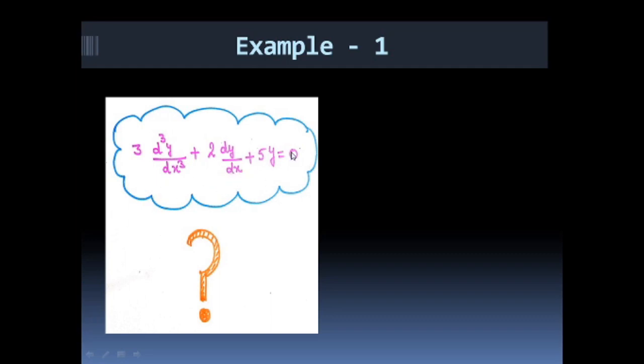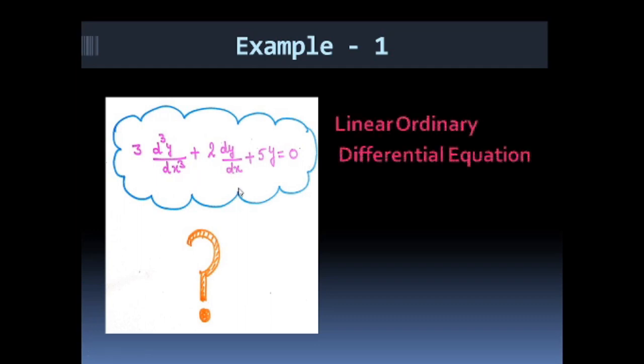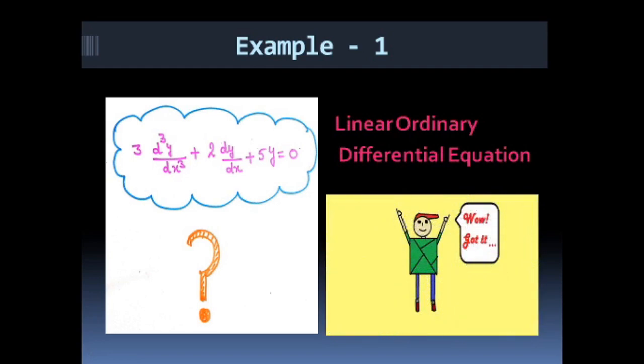Fourth, no transcendental function of the dependent variable y, satisfied. Fifth, there should be no transcendental function of derivatives, also satisfied. So this differential equation is a linear ordinary differential equation.